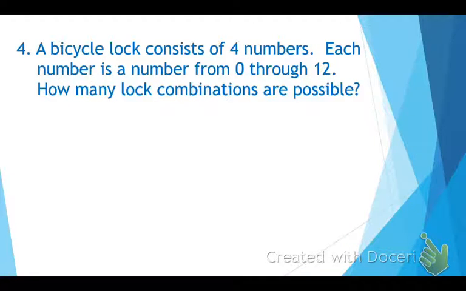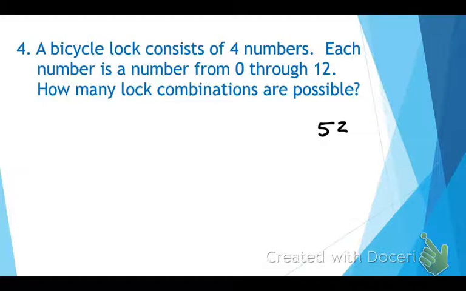A bicycle lock consists of 4 numbers. Each number is a number from 0 to 12. How many lock combinations are possible? So what was the answer you guys thought? 52. Okay, I heard 52. How do you get 52? Well, because 0 is a number that you have to use, but if you put it in a calculator, it's automatically going to equal 0. So you got to add that to the 12, which makes that 13 kind of.